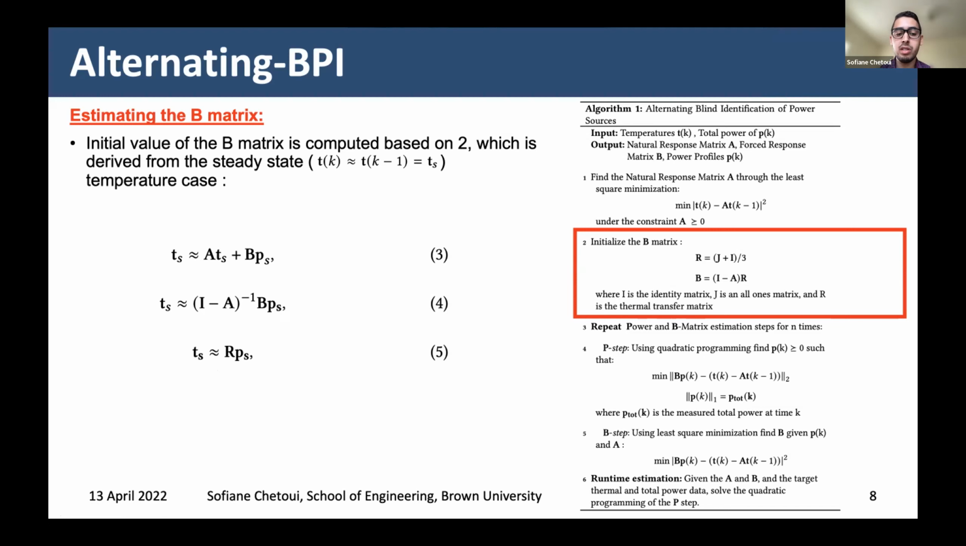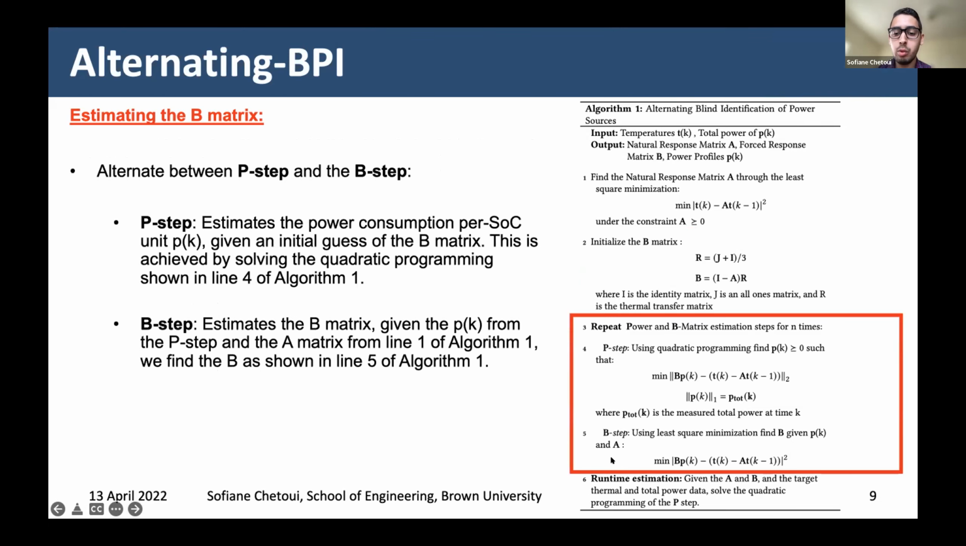And from the physical characteristics of the R matrix, we could actually derive the following initialization for the B matrix. So we know that the power transfer matrix needs to be a symmetric matrix with the highest values in the diagonal. And then basically we keep alternating between the P step and the B step. So in the P step, we try to estimate the P vector given an initial guess about the B matrix. And then in the B step, we try to estimate the B matrix given an estimation of the P_k vector. And we keep repeating these steps for a certain number of times.